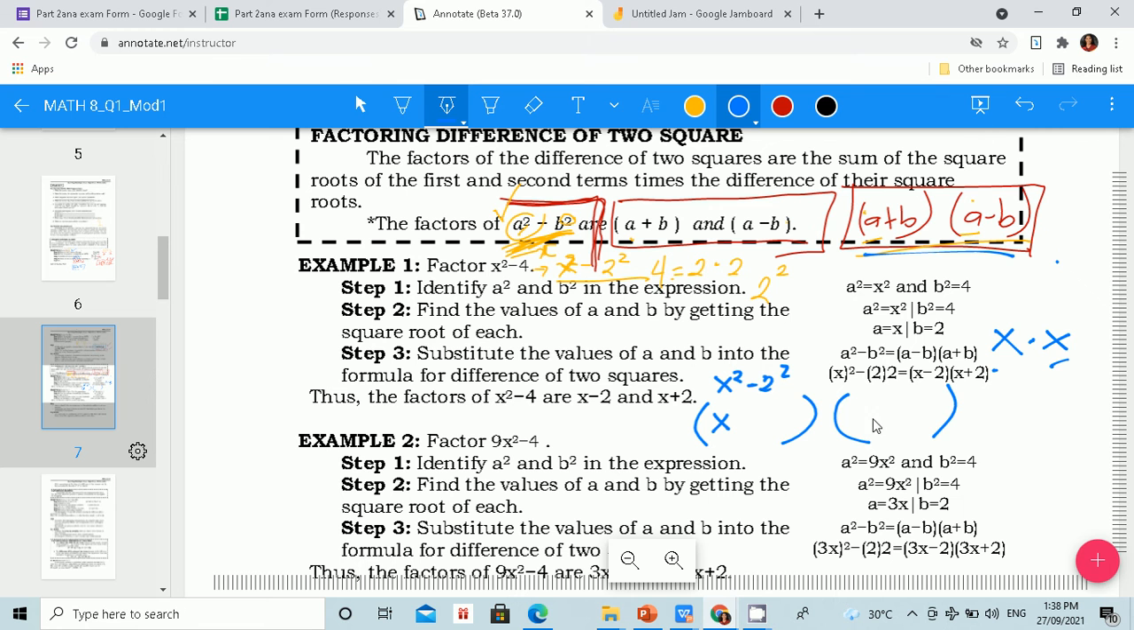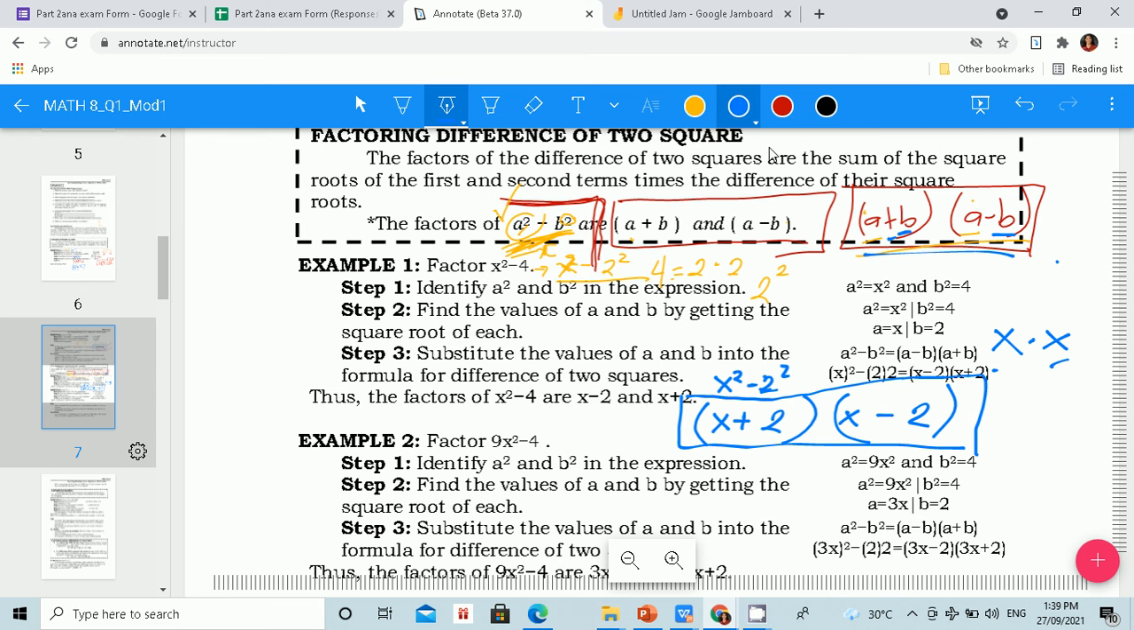Okay, so we have x here. x times x equals x squared. Then we have 2. Here, gibutang niya ang b. Duha ka b, so this is 2, then 2. Okay, and then the operation, we have plus. So let's put plus. And then we have minus. So, we are done. The factor of x squared minus 4 is x plus 2 times x minus 2.